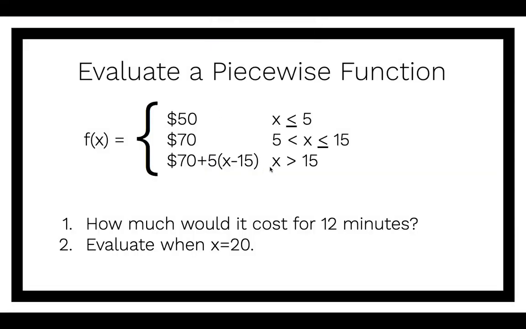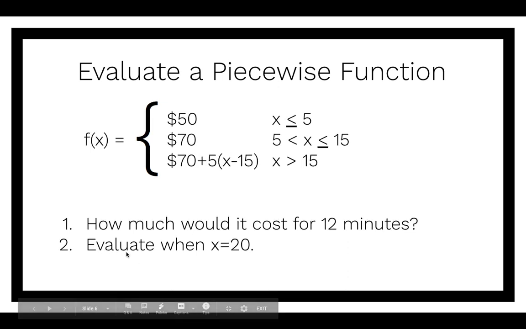So this is the same piecewise function we just looked at, but we're going to evaluate it. So how much would it cost for 12 minutes with the psychic? And so when you're evaluating functions, this tells you the x value, the minutes. That was our time, our x value. So I need to figure out which one of these 3 intervals that 12 can fit into. So is 12 less than 5? Is it greater than 5 but less than or equal to 15? Or is it greater than 15? For this situation, we are between 5 and 15. So that means it cost me $70 to talk on the phone for 12 minutes.